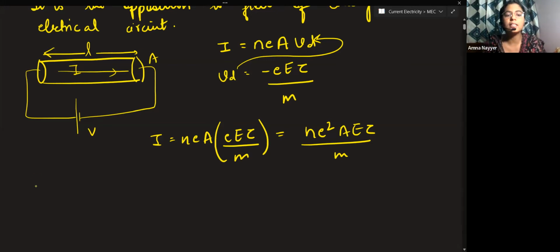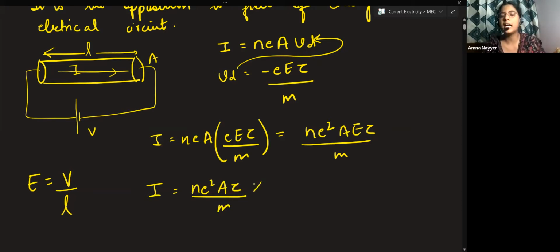So do not forget all the formulas. That's why I ask you all to keep a separate notebook for the formulas and derivations. So E is basically, let's not consider the negative sign here as well. The way we eliminated it in case of Vd, let's eliminate it in case of electric field, because we only want to know the magnitude. So if V is the potential difference and L is the length of the conductor, the electric field will be V by L. So let me put the value of E: it will be N e squared A τ by m, and instead of electric field, I'll write V divided by L.